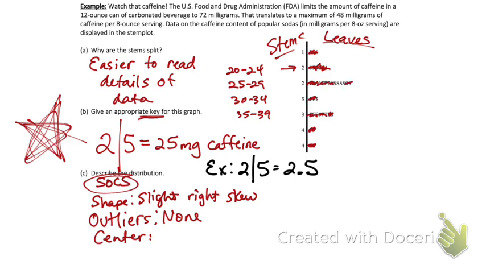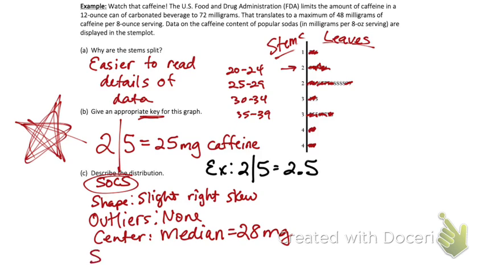Where's the middle? 28, good. When I am talking about center, I have to make sure that I say what center I'm using. Am I using the mean or the median? So I'm going to put median equals 28 milligrams.